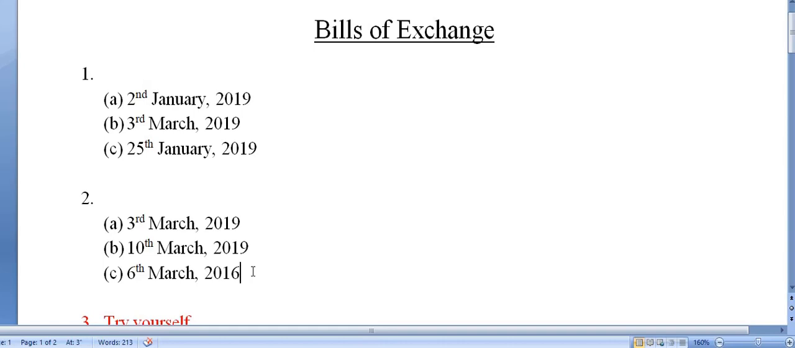Now question number 2C, a pro note is actually your promissory note. Bills of exchange and promissory note, don't get confused with that. There is a slight difference, but it is the same thing. DD, due date. Number of days is given. Let me just show you the calculation here.